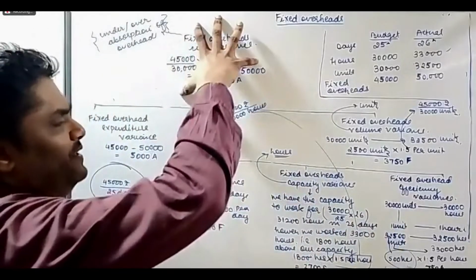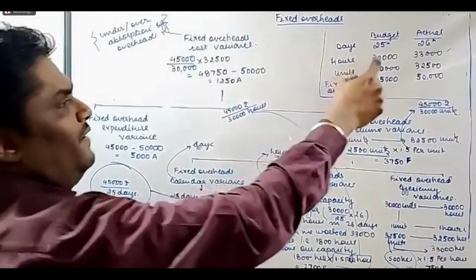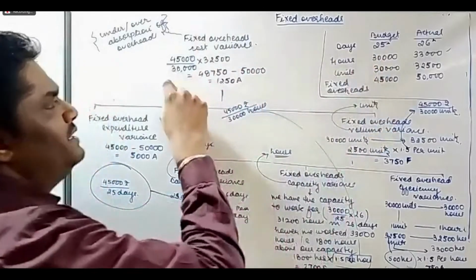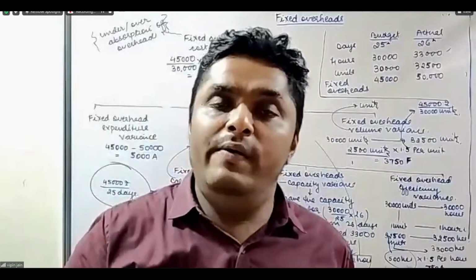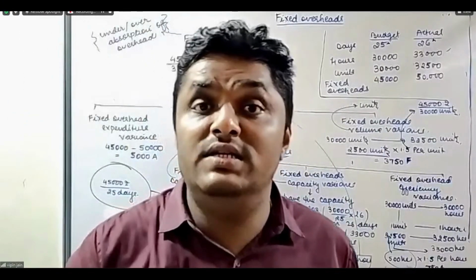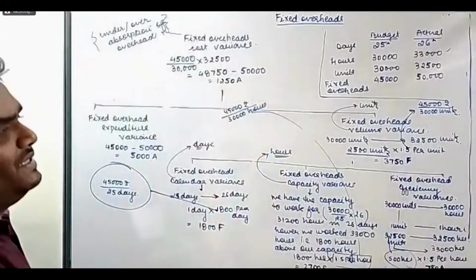When talking about fixed overhead cost variance, it talks about under or over absorption. So 45,000 overheads for 30,000 units. So for 32,500 units, how much? 48,750. However, actual overheads are 50,000. That is 1,250 extra. So bad for the company. That's why it is adverse.